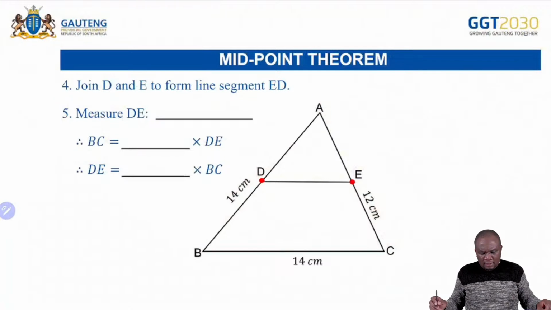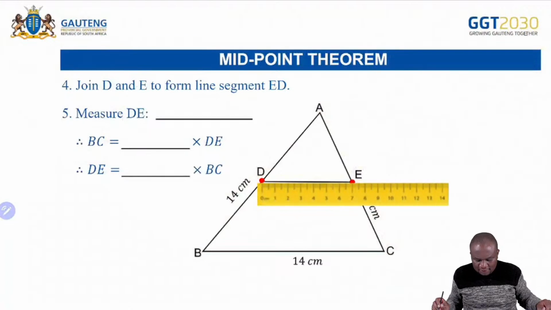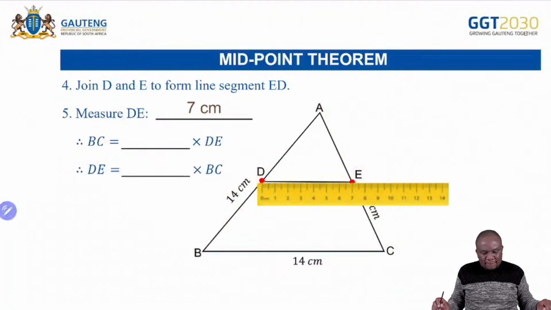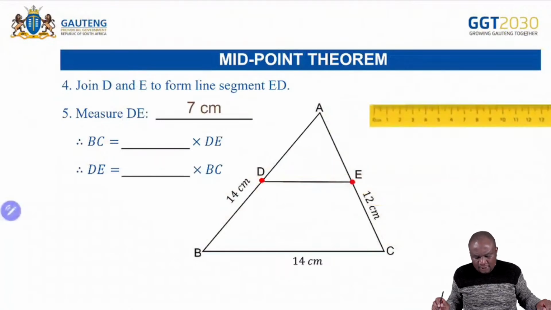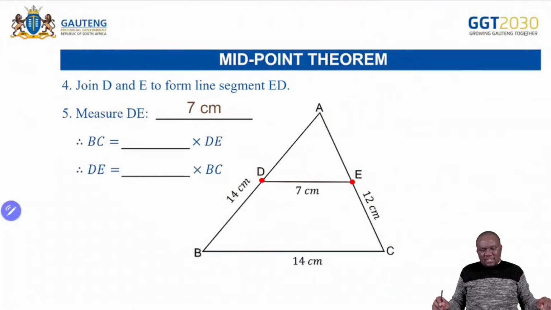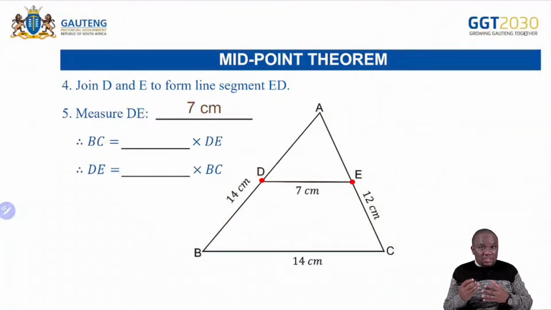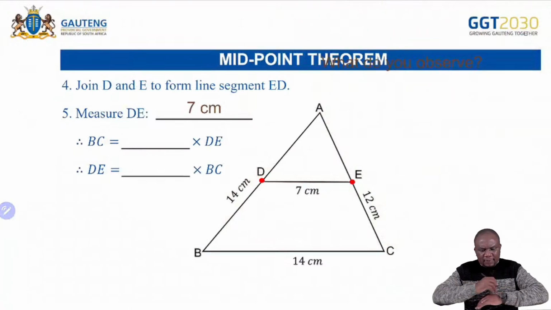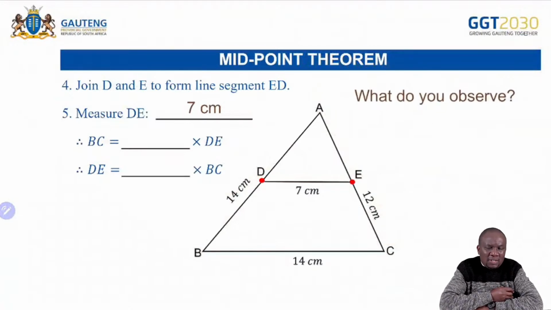Okay, right, let's measure DE. Do you see the measurement there? What is the length of DE? It is 7 centimeters. What is the relationship, or in relation to BC, what can you say about DE? Let me give you 1 minute to discuss. 1 minute, then we continue.